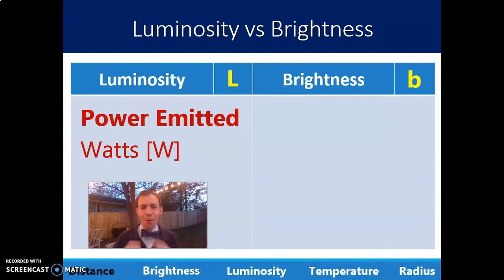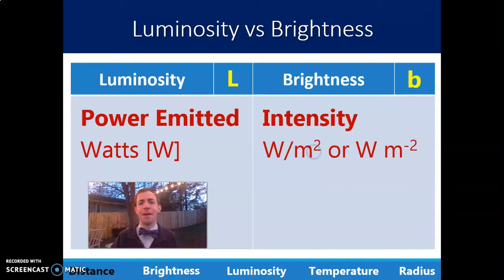Luminosity is relative to the object itself. Now, the thing that you are sensing is actually brightness. Brightness is a measurement of intensity. It's how bright the star is to your eye. Now, brightness or intensity is going to be measured in watts per square meter. This is the same unit that we used in our last unit, the energy production unit, when we talked about intensity. Watts per square meter is our brightness.